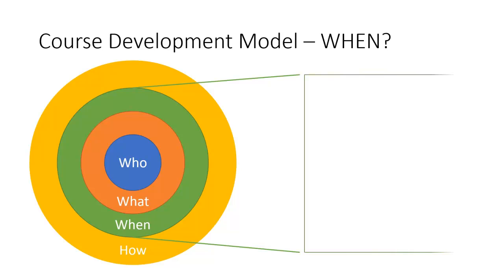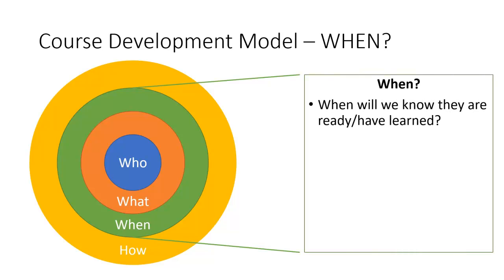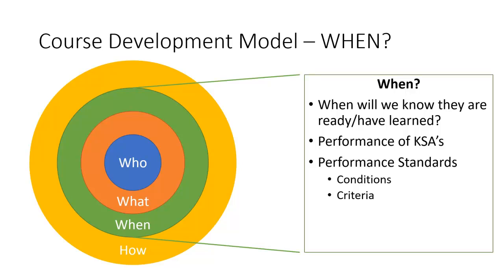The next circle is labeled when. The question we ask ourselves at this point is, when do we know the learners have arrived? That is, when are they ready to perform what they've learned in a real-world or authentic setting? This is where we identify our performance standards for any evaluations or other determinations of competence and includes the conditions and criteria for the evaluation. The performance information should be provided to the learners as early as possible in the learning experience so that they will know what is expected of them.